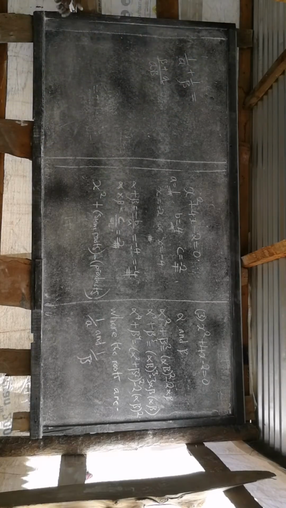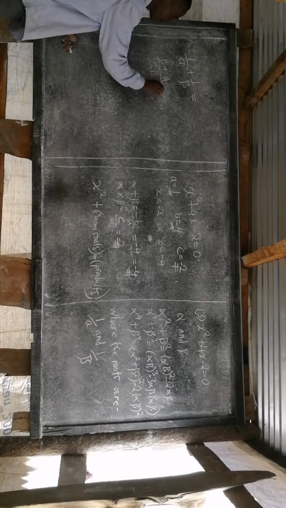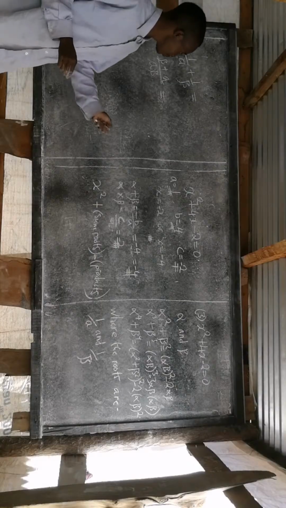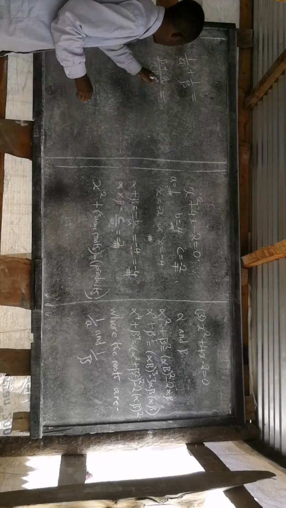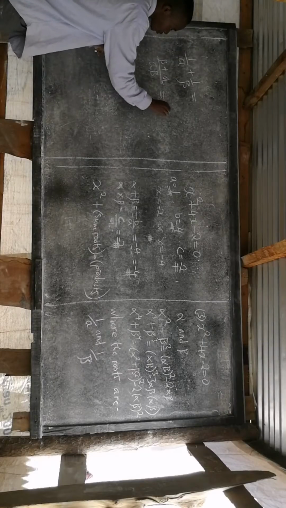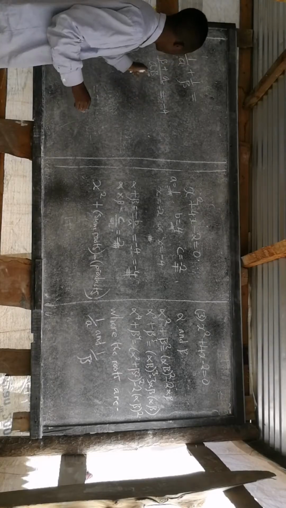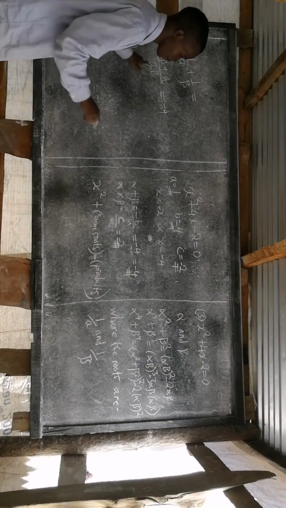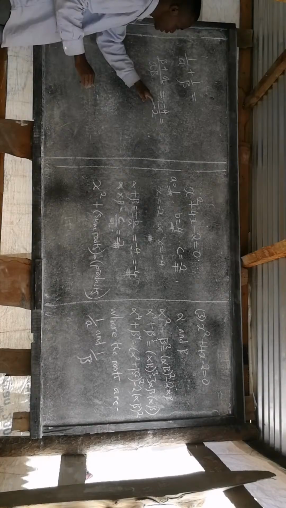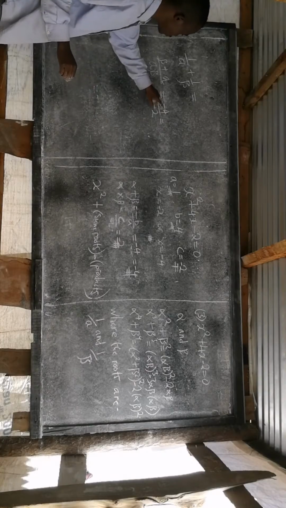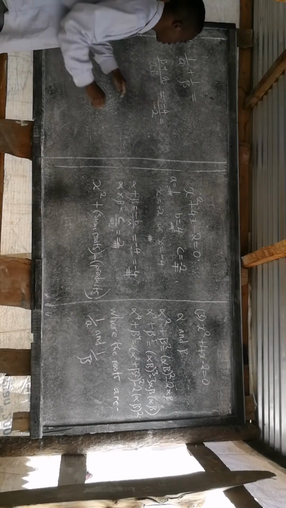So you plug into this formula the values which you have found. Alpha plus beta is negative 4, then alpha times beta is negative 2. So negative 2 divided by negative 4 is, it will give you 2.